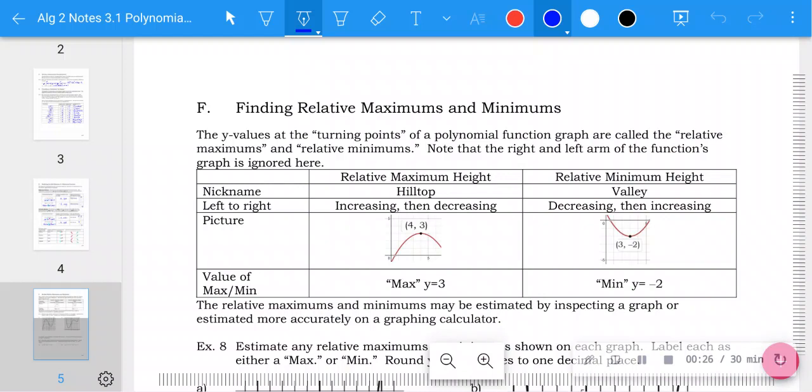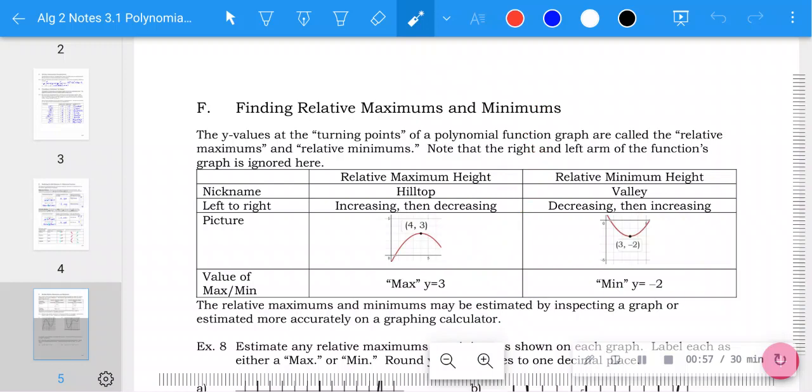Now, a word of explanation. A maximum and a minimum in this case refer to the height of a hill or the bottom height of the valley. So one is a maximum, relative maximum height. The reason we put this word in front is because we really don't know what this function does. It might curve around like this and go up forever, in which case this height of 3 really is not the highest point on the graph.